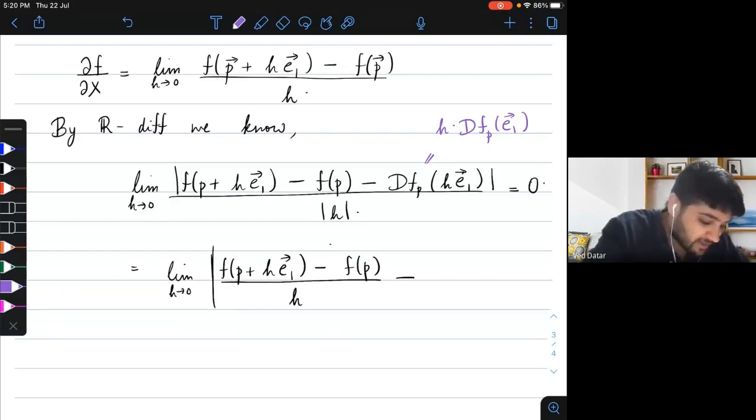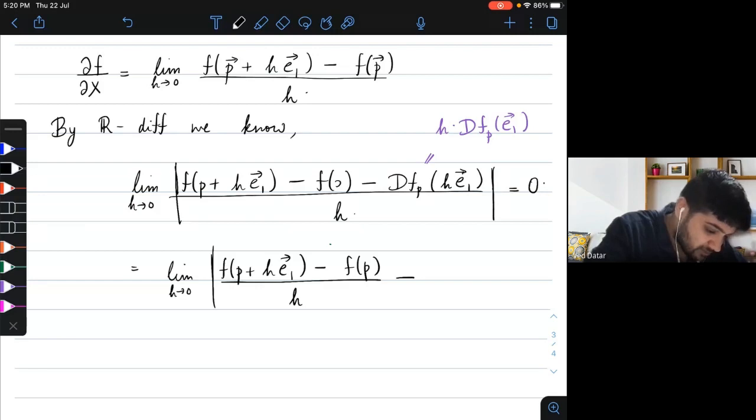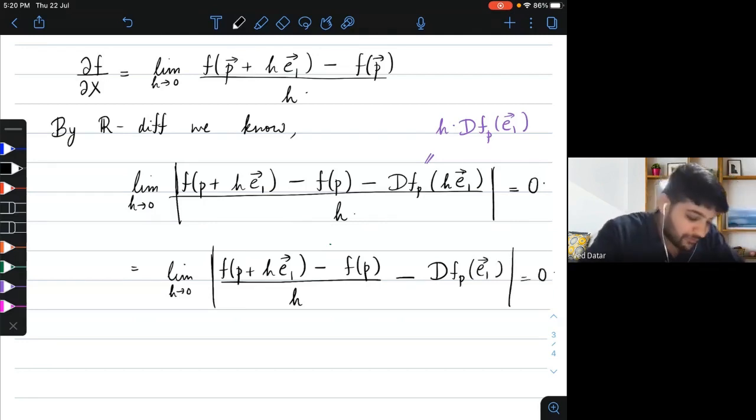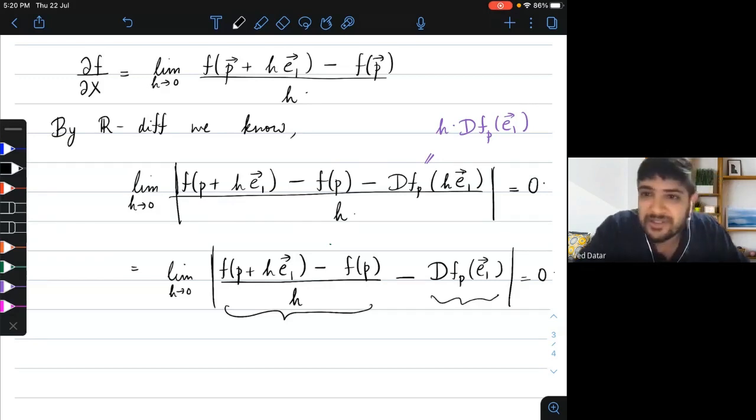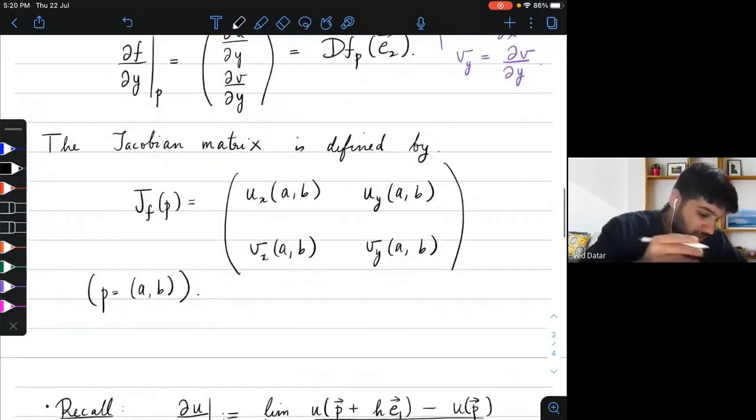So you can write this as basically this, right? Now when you divide by h, you'll be basically left with this. But we already know that the limit of this is del f by del x, so del f by del x has to be equal to this. Okay, does that make sense? Yeah, yes, sir. All right, so then the Jacobian is defined by this.